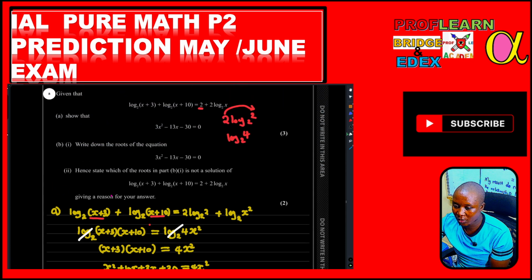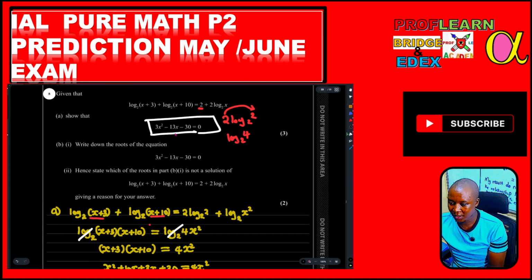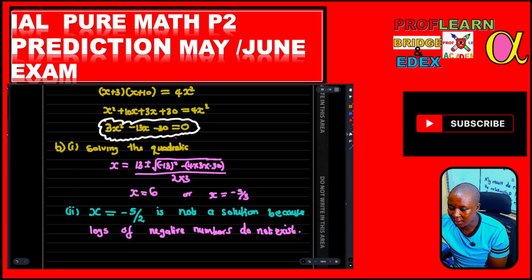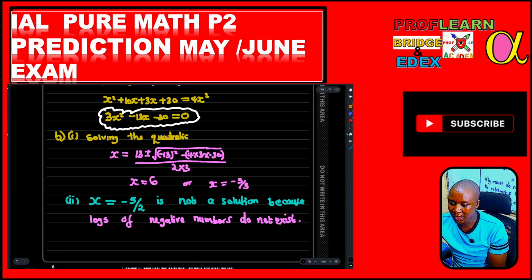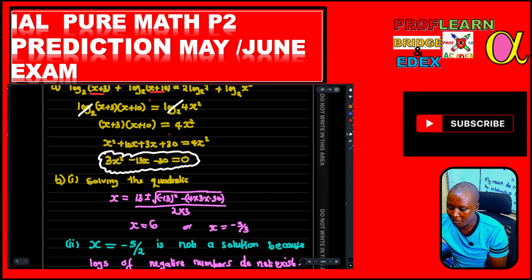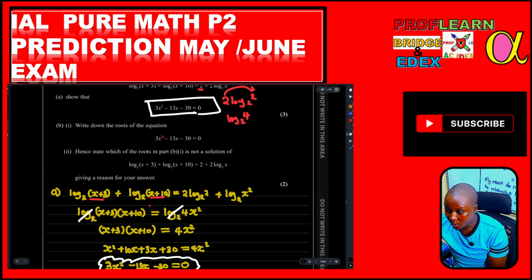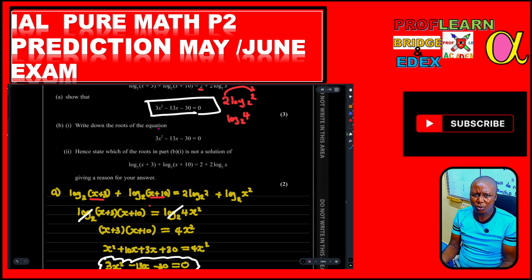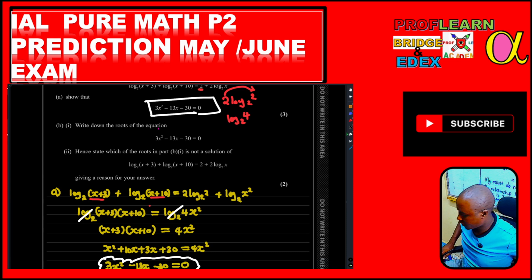Basically, if you look at the question, it says show that this log equation can be expressed in that manner. So which means that we have shown that. Then solve the quadratic, or rather, let's go back. We have the quadratic, then write down the roots. What does roots mean? The roots are the solutions of a quadratic. So basically, don't forget that.